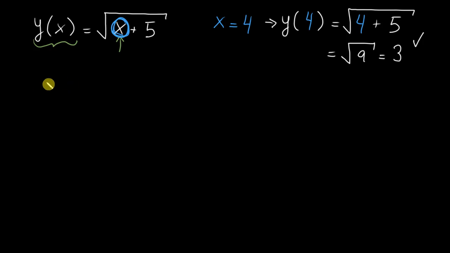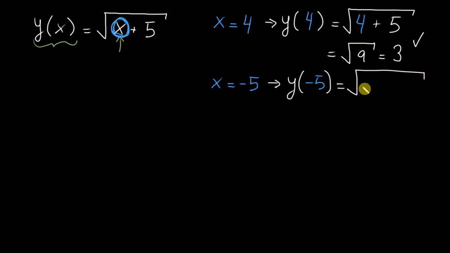Let's do one more. For example, if we would ask the question, what is the result, let's go with blue again, let's go with minus 5. What is the value at minus 5? y of minus 5 equals, again, instead of x, we plug in minus 5. Now we're not doing multiplication. The result is simply the square root of 0, and the square root of 0 is simply 0.